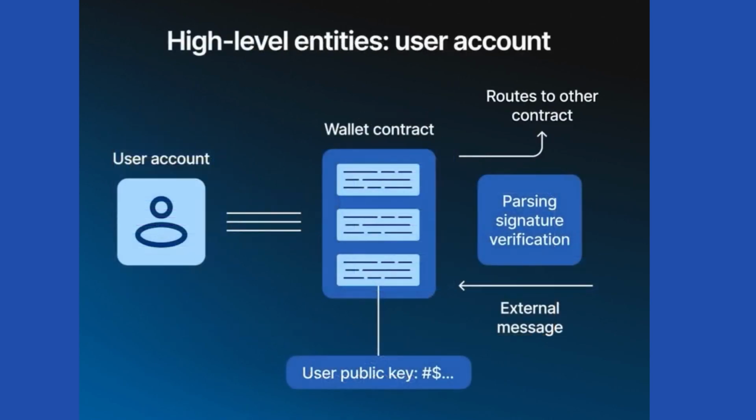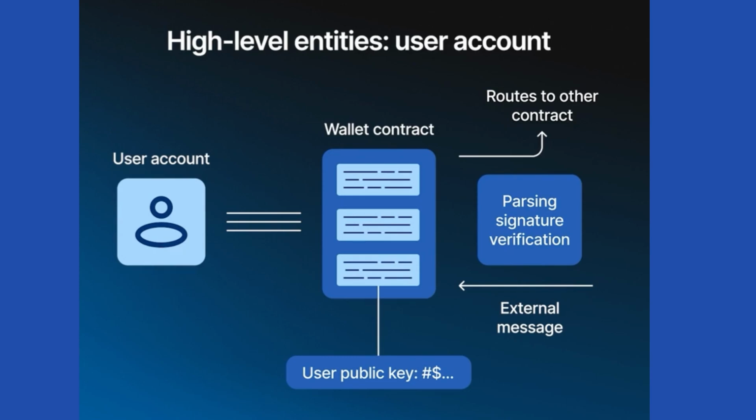So what can you build with contracts? First of all, the contracts allow you to build the user accounts. And in TON, every user's account is actually a custom wallet contract. The job of the wallet contract is to take the external message, parse it, check its signature, and route the embedded message to some other contract. That's really the only job that the wallet contract does.